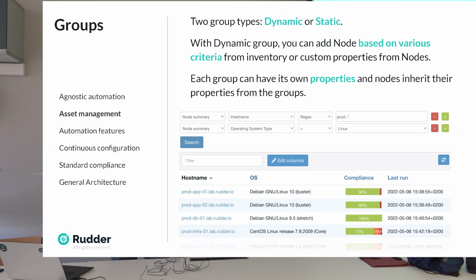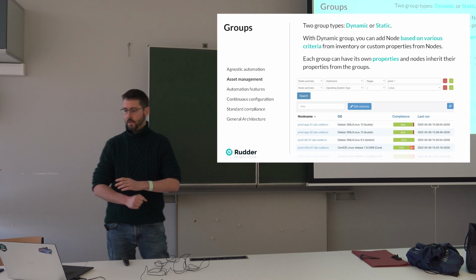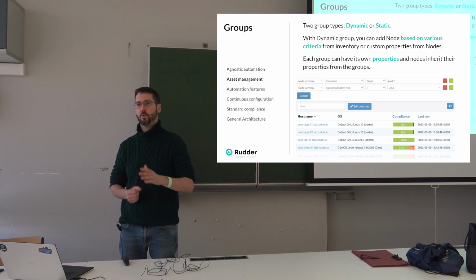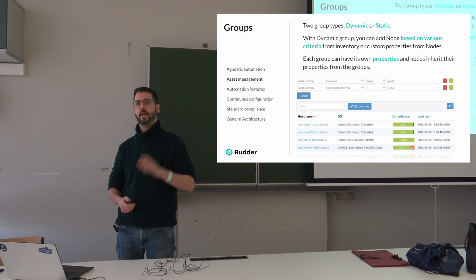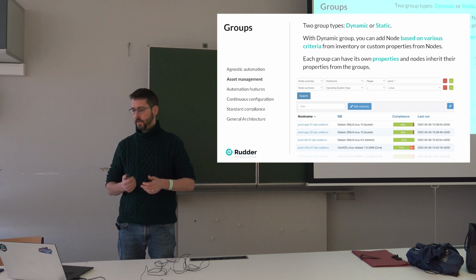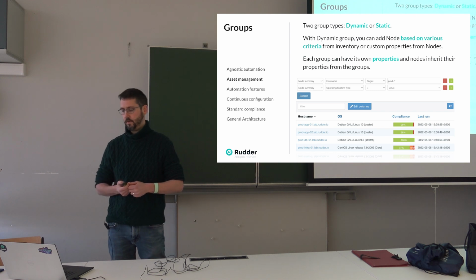There are two different types of groups within Rudder. They are used to group your nodes together to match your infrastructure or to match your services, the way you deal with your systems. We have static groups that need to be manually updated and dynamic groups that are automatically updated based on new inventories or change of properties. You can also put properties on your groups so that nodes inherit these properties from the groups.